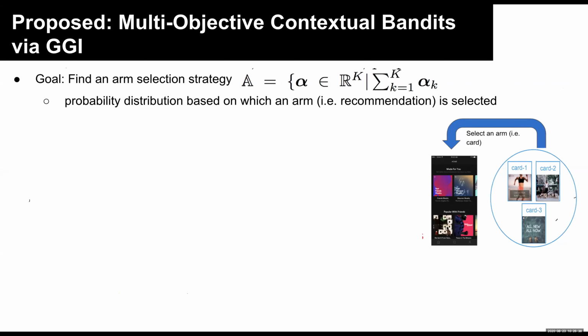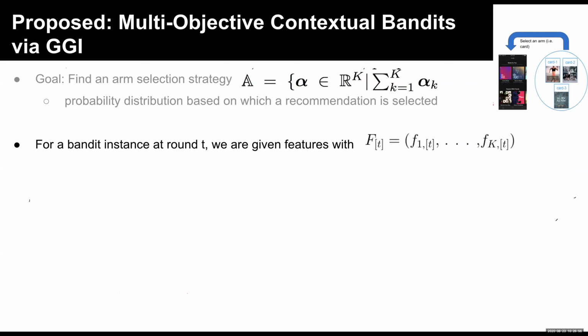If I select an arm, then that arm corresponds to us showing that playlist to the user. So ideally, finally, we want to learn an arm selection strategy: a probability distribution based on which I can select cards, that is playlists. For each bandit instance at round T, we are given a set of features. These are the context features. We contextualize by encoding things like user music preferences, time of day, day of week, and so on. These are real-time context which go into our models.